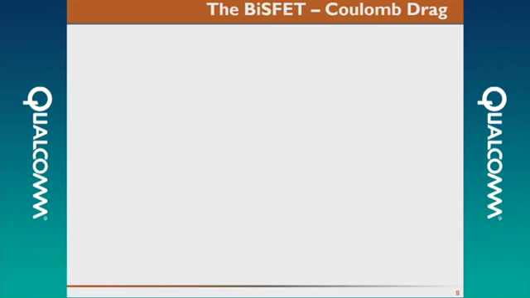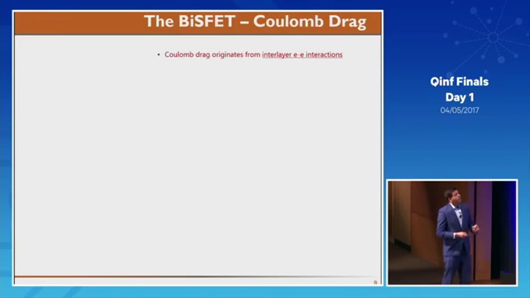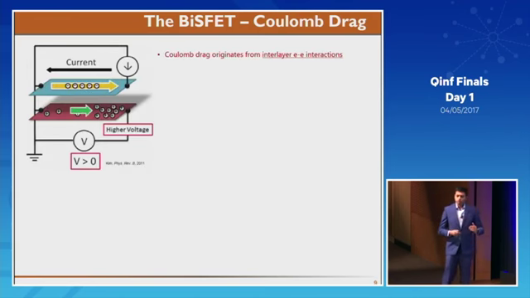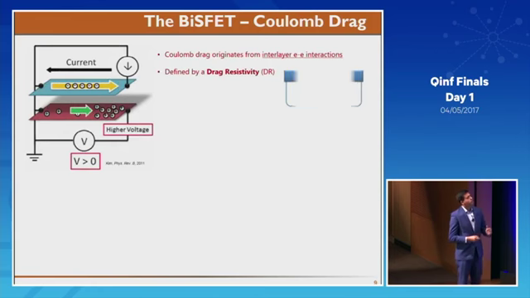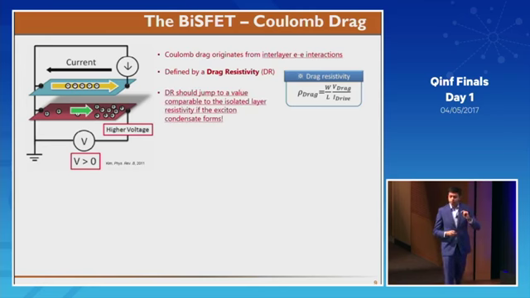Now, one of the most important techniques to try and detect this exciton condensation is called the Coulomb drag. So what exactly is the Coulomb drag? Well, it originates from interlayer electron-electron interactions and is defined by something called the drag resistivity. In this technique, we pass a current through one 2D layer that induces a voltage in the adjacent 2D layer, thanks to Coulombic interactions of the charge carriers. Now, if the exciton condensate forms, then the drag resistivity should jump to a value comparable to the isolated layer resistivity.